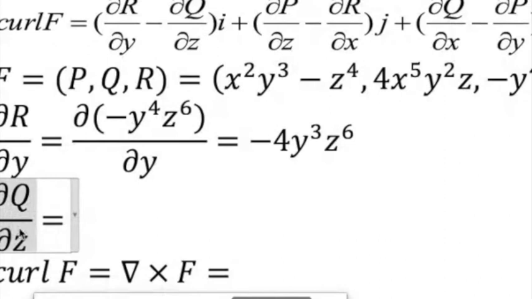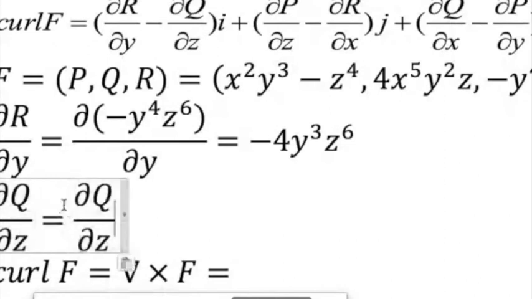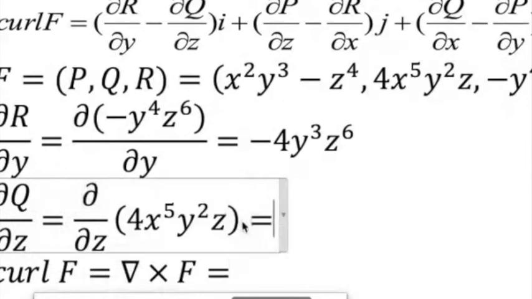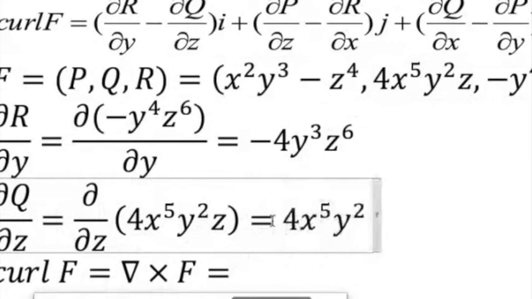The second component, yes, like this. Let's say Q. What is the Q here? Q is the second component. Now we will think about z as constant. So this derivative will be 4x to the power 5 y squared without z, because the derivative of z equals 1. All right, so now we are done with the first.